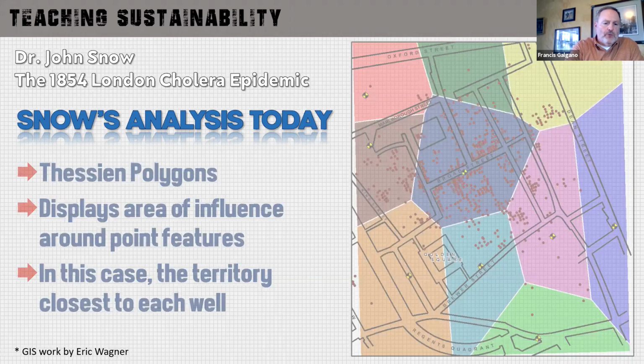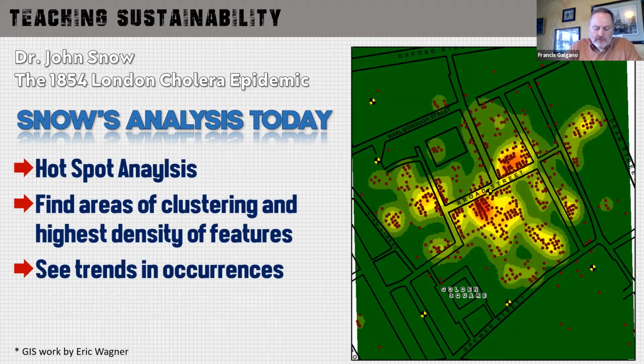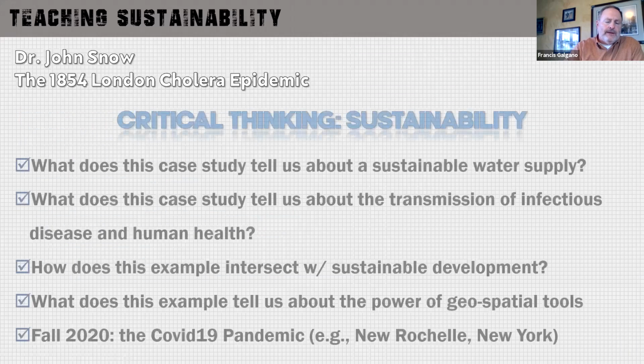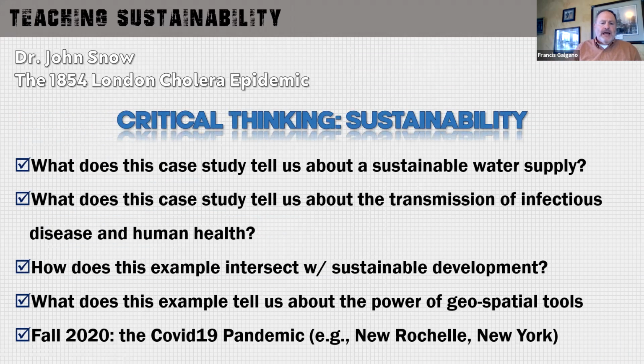The other one we show them is hotspot analysis, which is basically identifying clustering of observations and data points. And it looks at statistically significant clustering based on distance to our nodal point. And again, you can kind of see these occurrences are attributed to the Broad Street pump. There are a couple others that I show, but I don't want to belabor the point. It shows them the power of GIS, and then we lead about a 10-minute discussion afterwards.